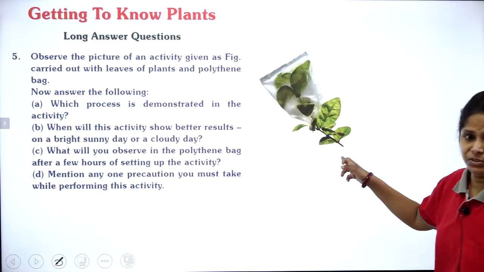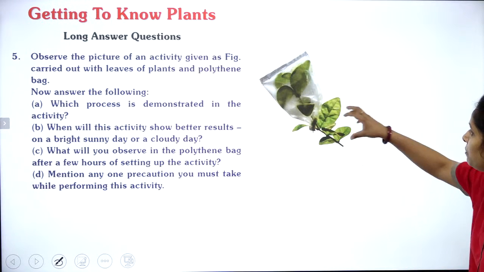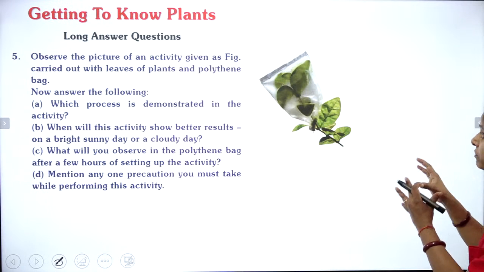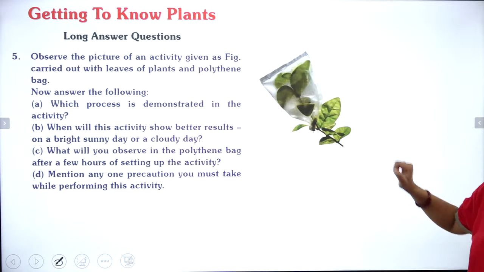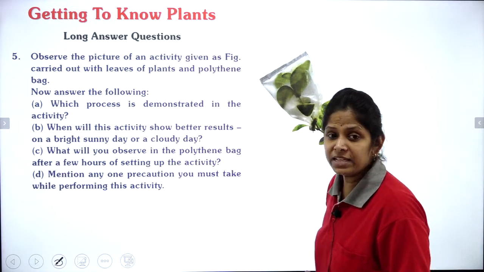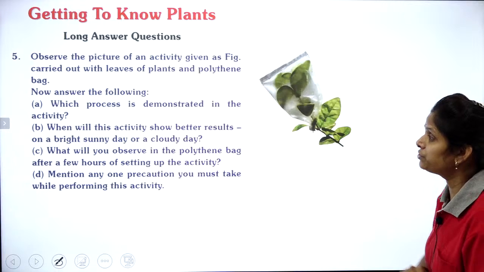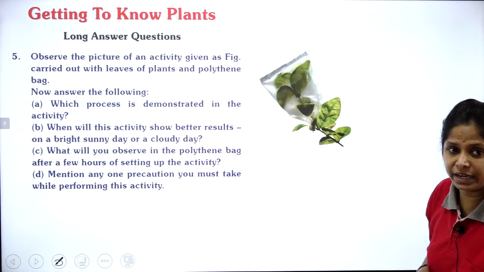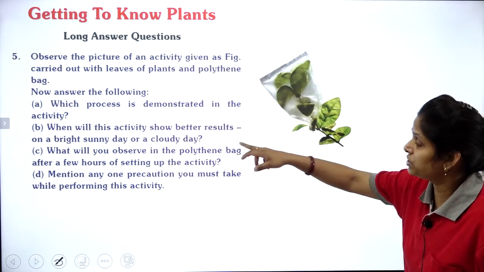Observe the picture. You can see there is a twig of a stem and some leaves are covered by a polythene bag. So just observe this diagram very carefully. This figure is carried out with leaves of a plant and a polythene bag. Now answer the following questions. First, which process is demonstrated in this activity? By this activity, what are you understanding? This activity is related to which process?